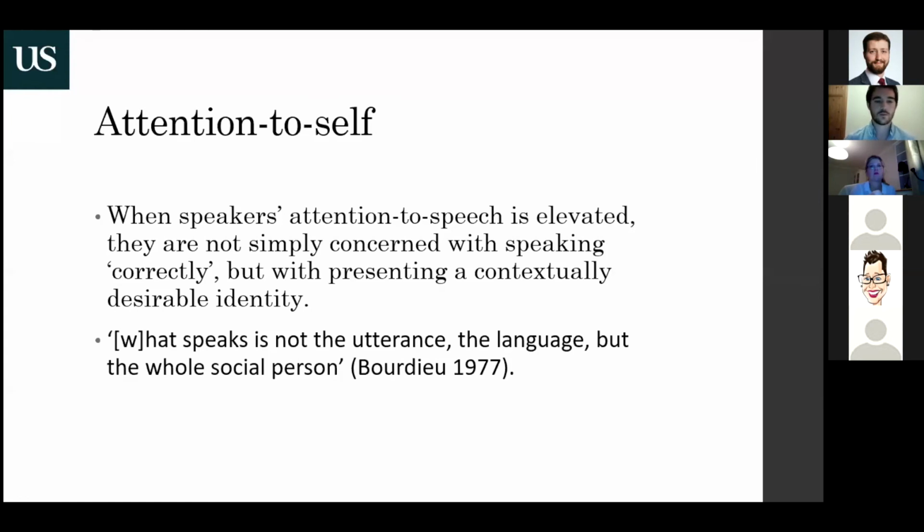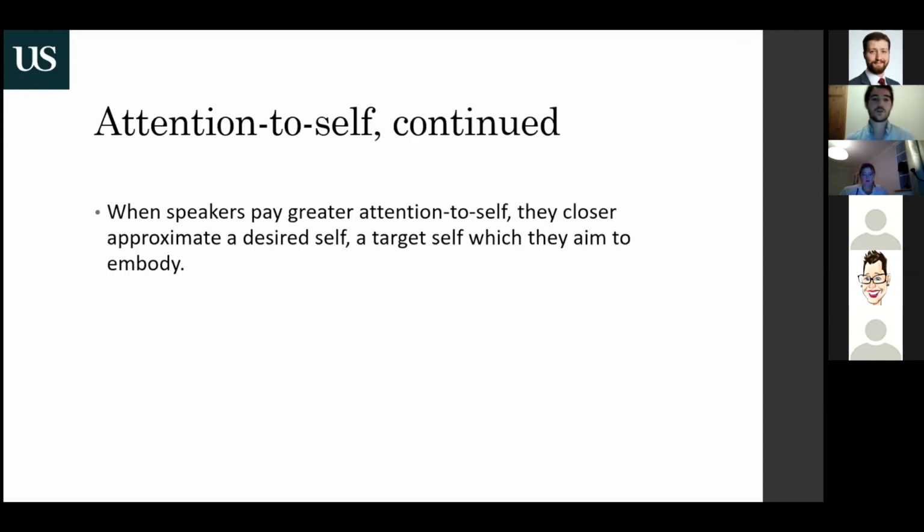So what Bell says is that what speaks is not the utterance, the language, but the whole social person. Okay, so this comes back to my point a moment ago of not just looking at language in isolation, but as a constituent part of a system of communication. Okay, so what I suggest is that when speakers pay greater attention to self, they more closely approximate a desired self, a target self, which they aim to embody.